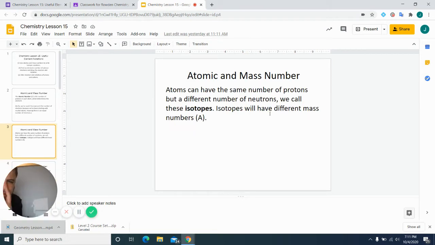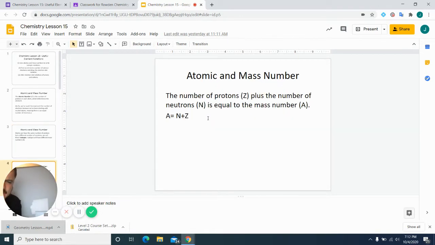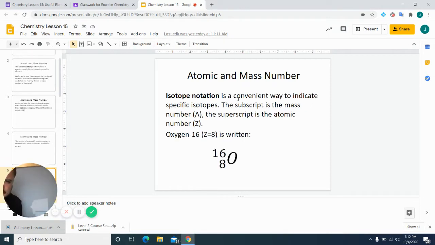And the isotopes will have a mass number we call A. And the way you figure out the mass number is you take however many protons, Z, you have, however many neutrons, N, you have, and when you add your protons and neutrons, you get A, which is your mass number. All right, so what we do, we make something called isotope notation, and this is how you indicate an isotope. And what you do is you put the mass number up on top and the atomic number on bottom.